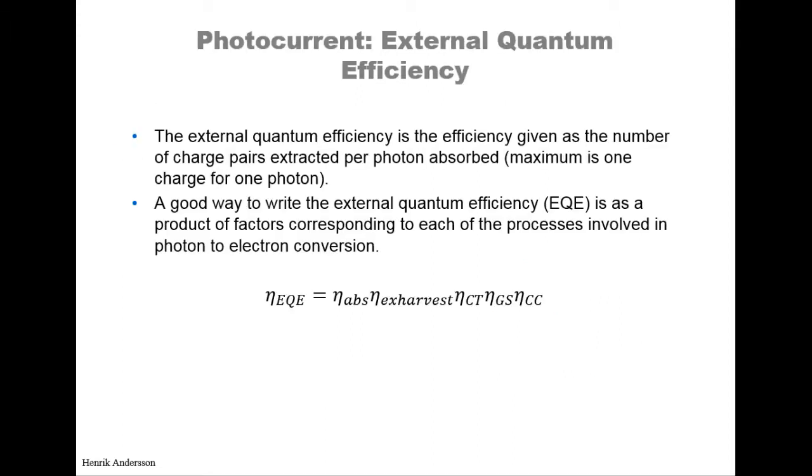The amount of current that is generated by a solar cell can be described by the external quantum efficiency of the device. The external quantum efficiency is given as the number of charge pairs extracted per incident photon that is absorbed, and the maximum is 1 charge per photon. A good way to write the external quantum efficiency is as a product of factors corresponding to each of the processes involved in photon to electron conversion.